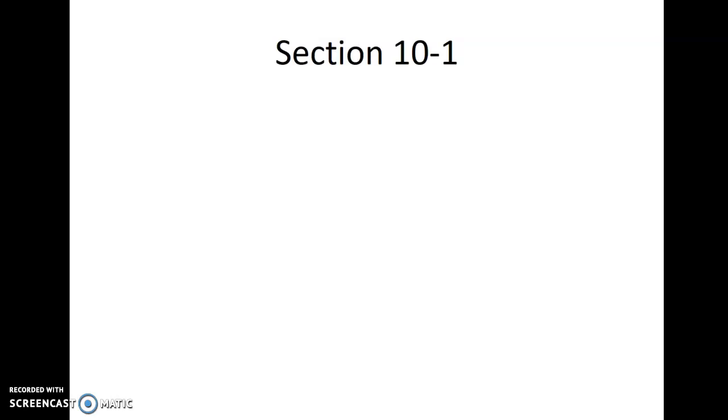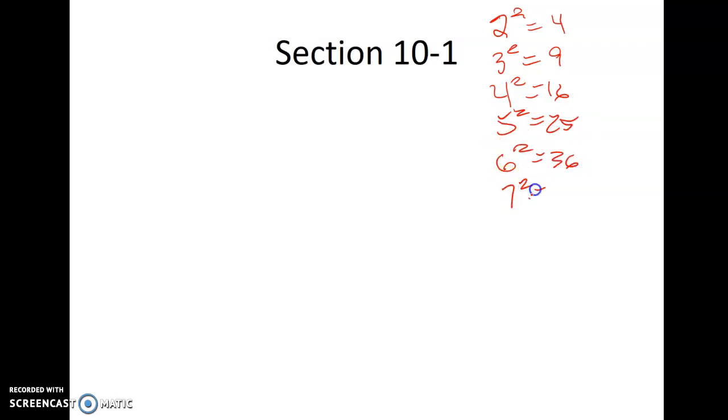In this lesson, we're going to talk about simplifying radical expressions. Let's start by just putting a couple of things down the far right side of your paper. 2 squared we know is 4, 3 squared is 9, 4 squared is 16, 5 squared is 25, 6 squared is 36, 7 squared is 49, 8 squared is 64, 9 squared is 81, 10 squared is 100.